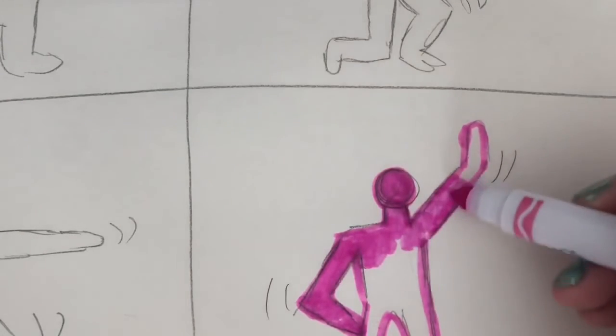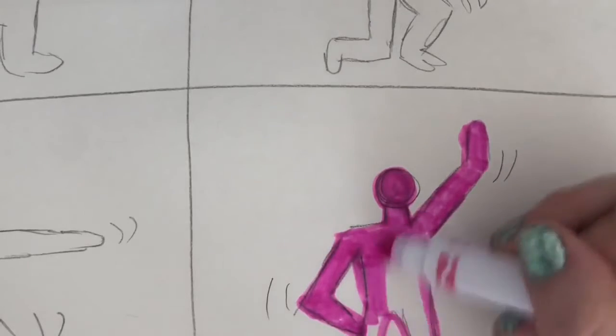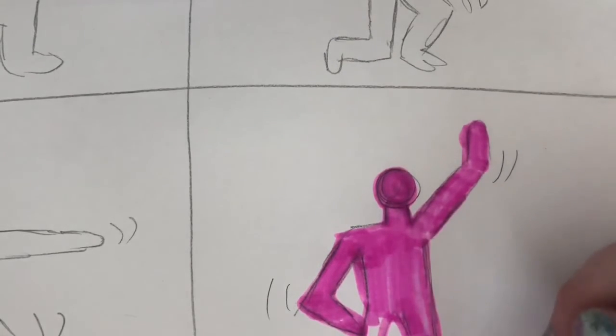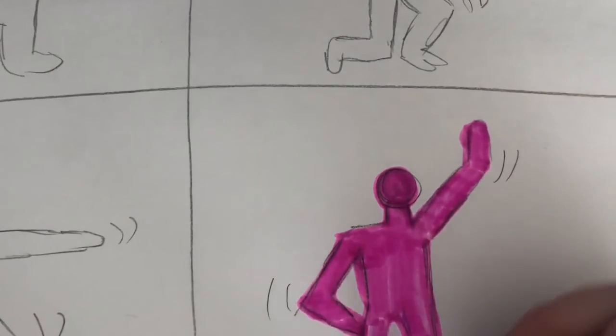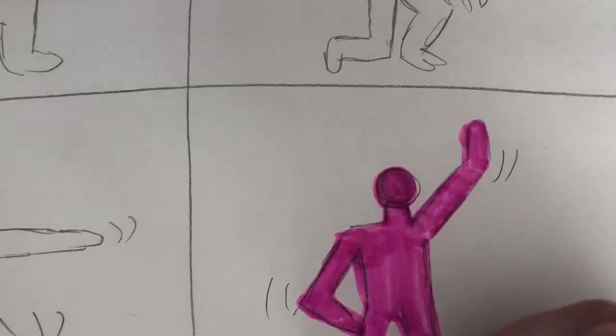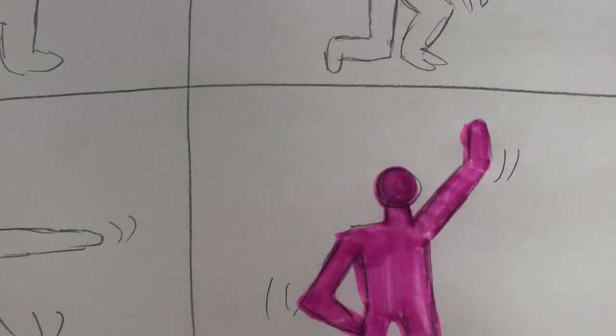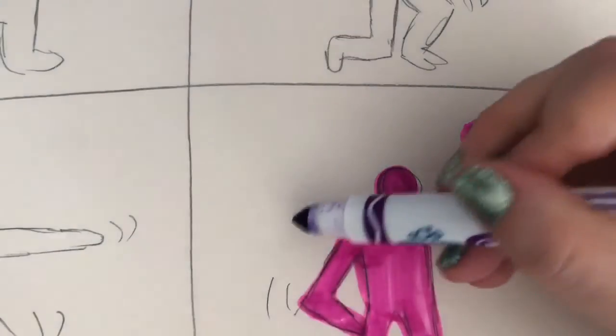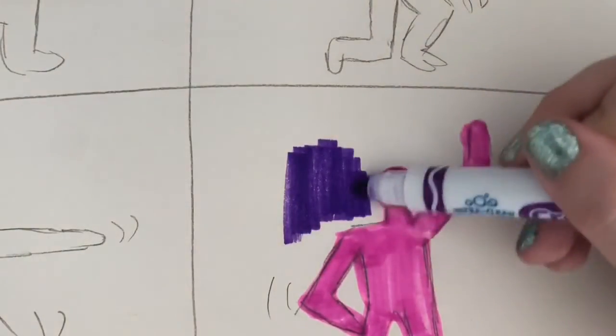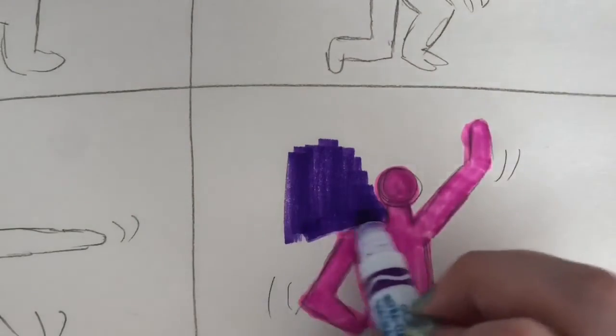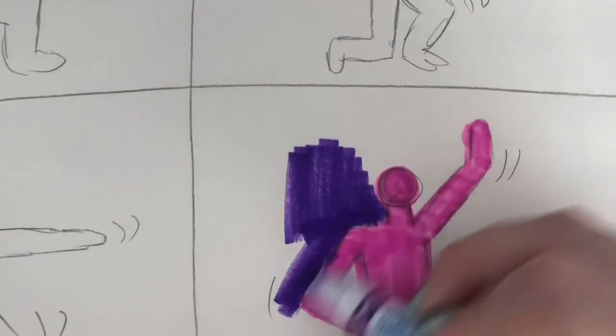So for this one, I am just coloring in my character. And then I also want to color in the background too. And remember, I'm always making sure I don't have any white spots. I'm making sure that I go all the way up to the other color.